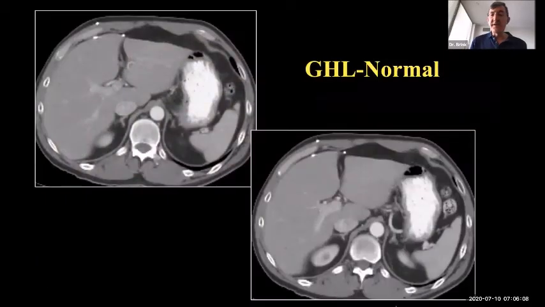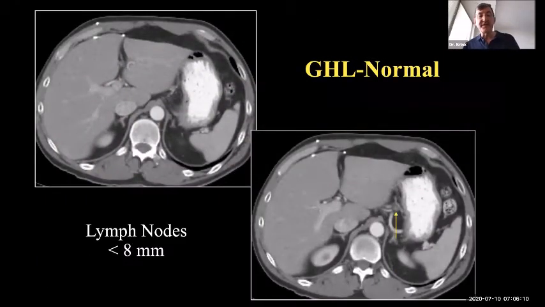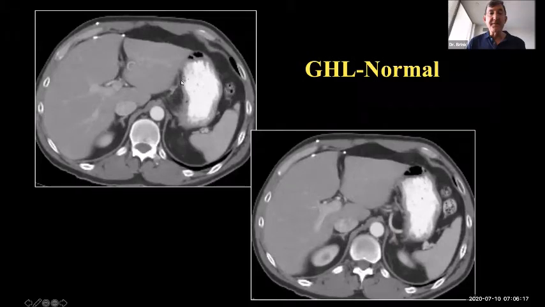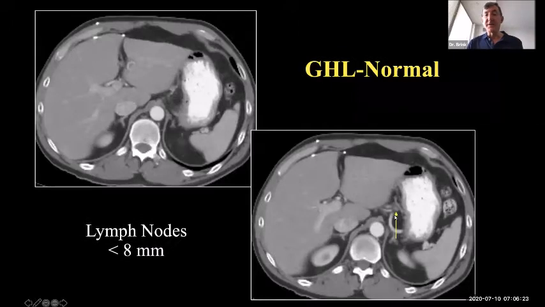As I mentioned, nodes in the gastrohepatic ligament tend to be a bit smaller than elsewhere in the abdomen, typically less than 8 millimeters is considered normal. Here we can see the left gastric artery in the gastrohepatic ligament, and this lymph node, again, being within the 8 millimeter size threshold.